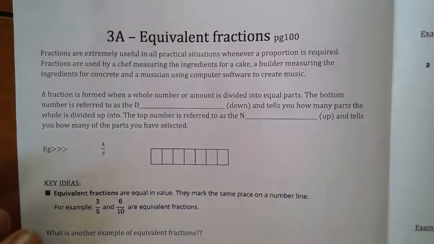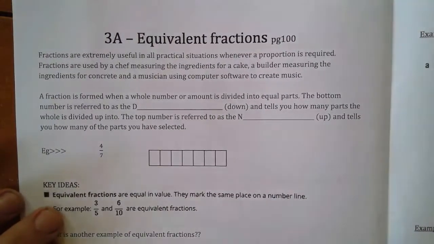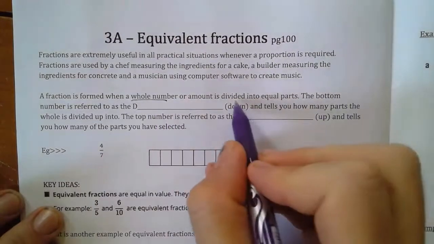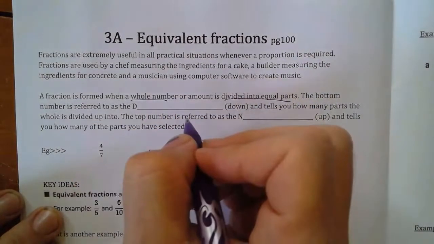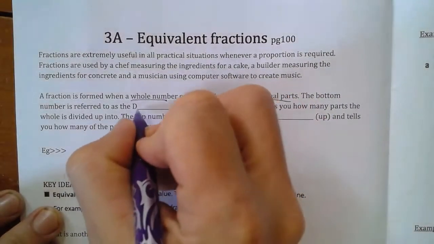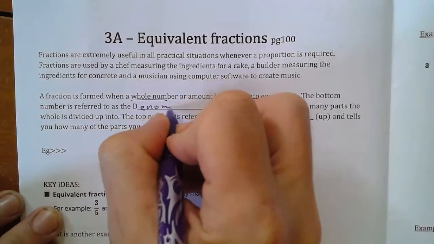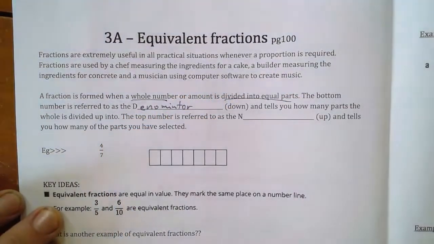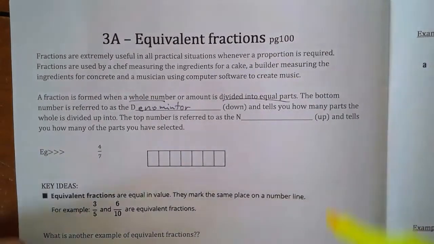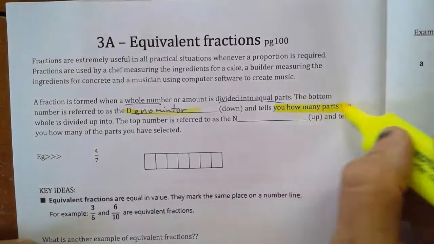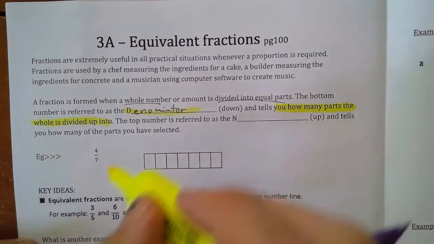Okay, 3A, let's talk about fractions. Fractions are formed when a whole number or amount is divided into equal parts. So the bottom number we know is called the denominator. Sounds like a Schwarzenegger movie. And that tells us, the denominator tells us how many parts the whole has been divided up into.